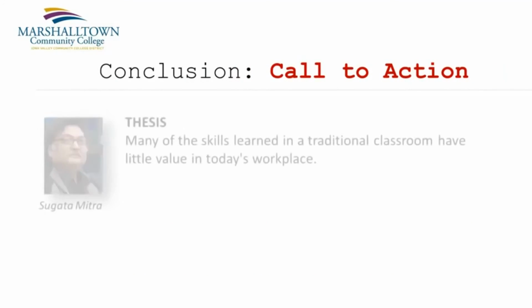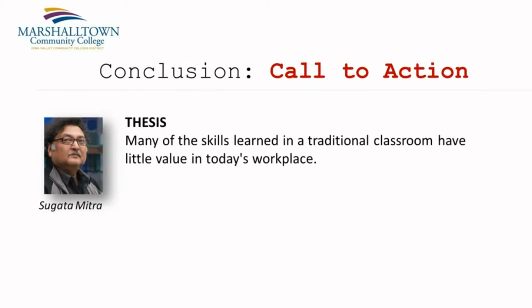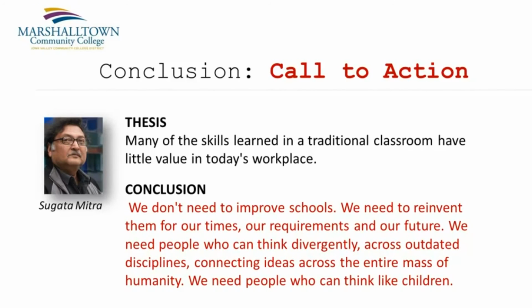Here's another example where an author includes a call to action in his conclusion paragraph. In the essay by Sugata Mitra, the thesis in his introduction paragraph reads, "Many of the skills learned in a traditional classroom have little value in today's workplace." And in his essay conclusion, he writes, "We don't need to improve schools. We need to reinvent them for our times, our requirements, and our future. We need people who can think divergently across outdated disciplines, connecting ideas across the entire mass of humanity. We need people who can think like children." Notice how the author is using his conclusion paragraph to persuade readers to see his point of view and possibly take action on his suggestion.